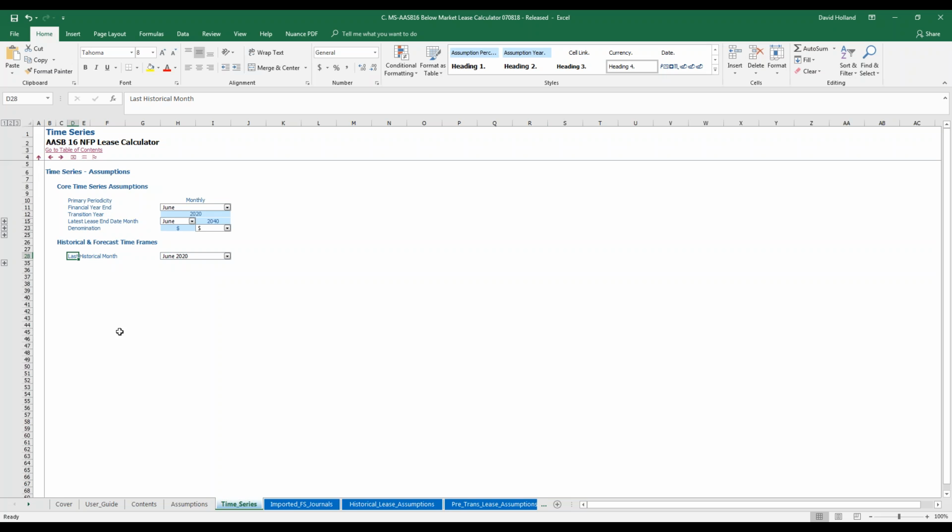One of the critical things is to set the correct historical month. So the historical month should be in the year before the year you're currently doing. So I've set that to June 2020.